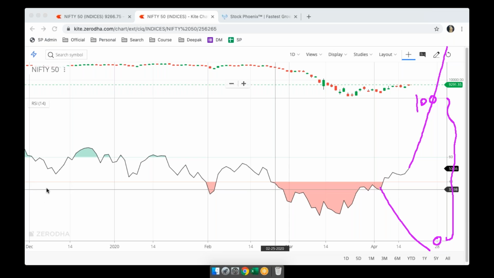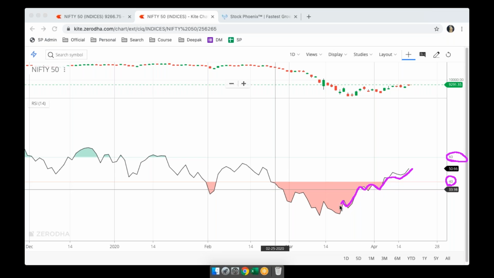So the metrics are between 100 and 0, and you can see there is a line at 60 and a line at 40, each in some color. This is the threshold at which to act, like a green signal, red signal. Now coming back, whatever line you see in black, that is the RSI line.